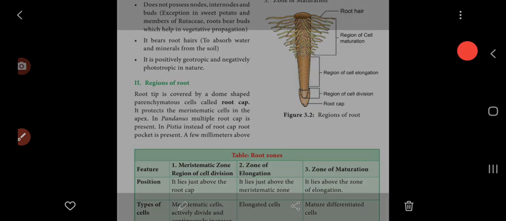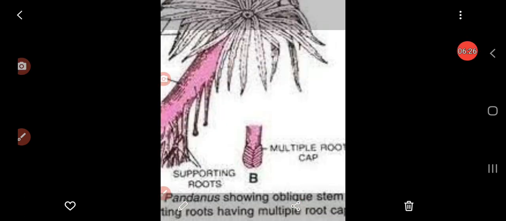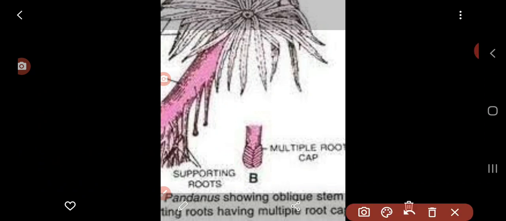I show you the picture there. See here, this is the plant pandanus which is having multiple root caps. See here, this place. This is ஒரு single rootல அதனுடைய tip regionல பாருங்க, many multiple root caps are present. So pandanus showing oblique stem, அதாவது சாய்வா இருக்கு. ஸோ அங்கே வந்துட்டு இந்த roots from that stem only the roots are developed which is having multiple root caps. This is pandanus.